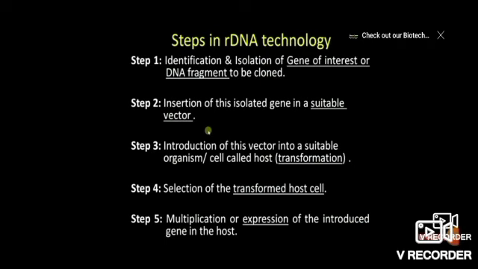Fourth step is selection of transformed host cell. After transformation, we need to know which is the transformed cell. So we are selecting the transformed host cell. And finally, our intention is the multiplication or expression of the introduced gene in the host.